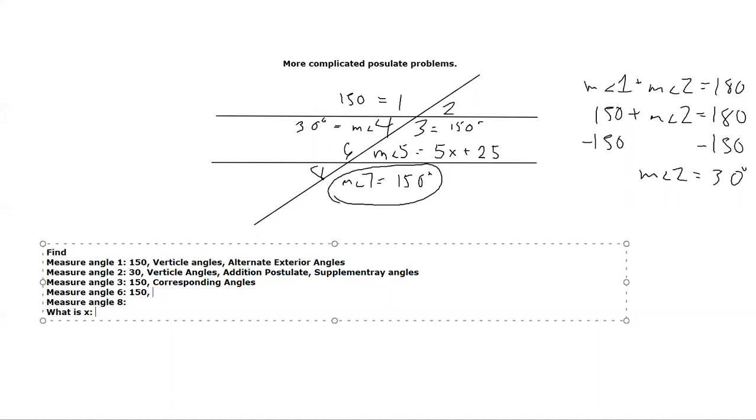Now, I know this because I could say corresponding angles. I could say corresponding angles because measure angle 1 and 6 are the same. I could say same side interior angles, right? I could also use the addition postulate.